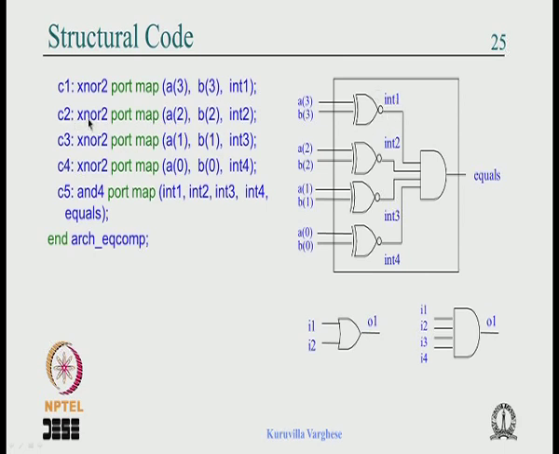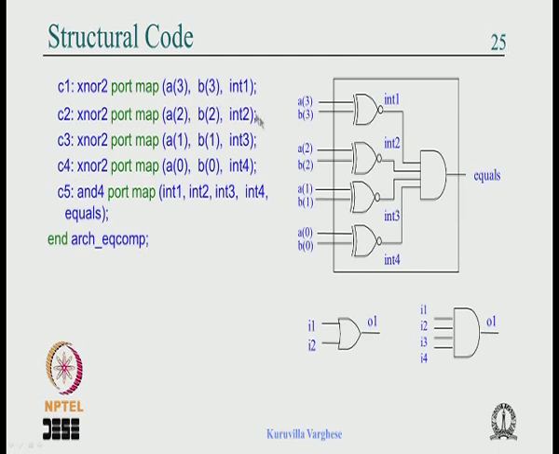Similarly XNOR 2 port map A2 B2 int2, A1 B1 int3, that is this, A0 B0 int4, that is this one, and ultimately this AND gate which gets int1 int2 int3 int4 and equals, in the same order. Okay. So this is called a formal to actual mapping by position, or we can say we are associating the actual to the formal in a positional way. So it is called positional association.